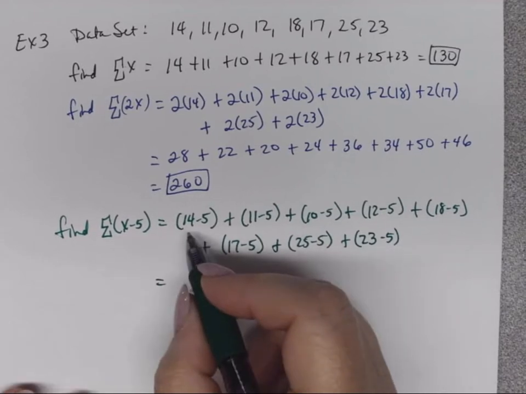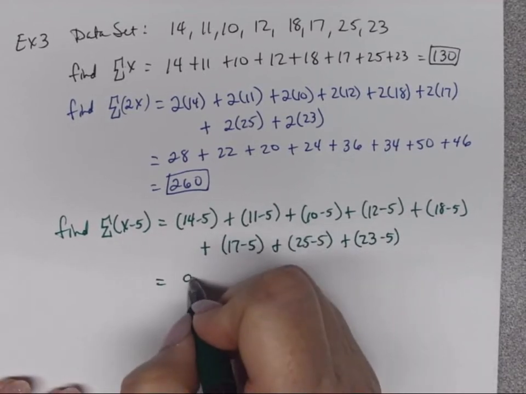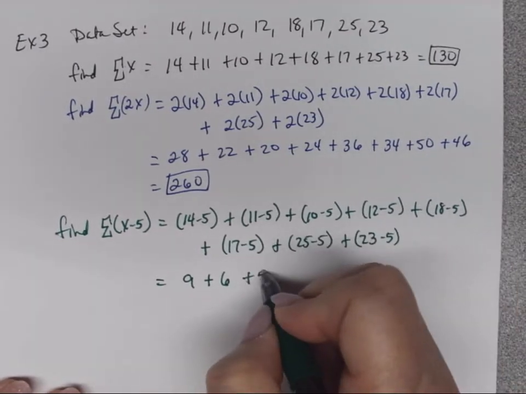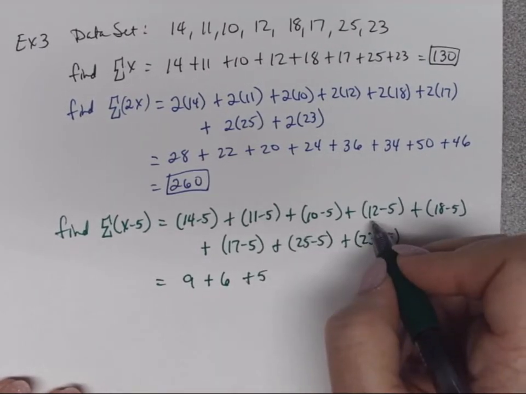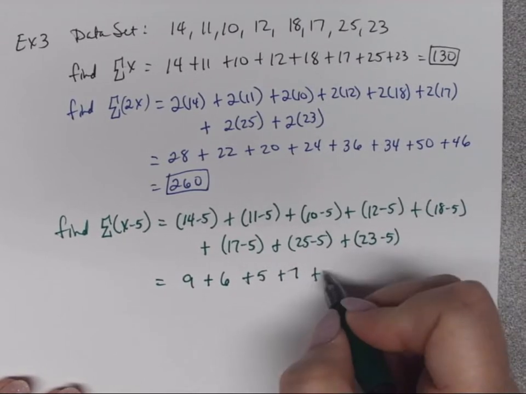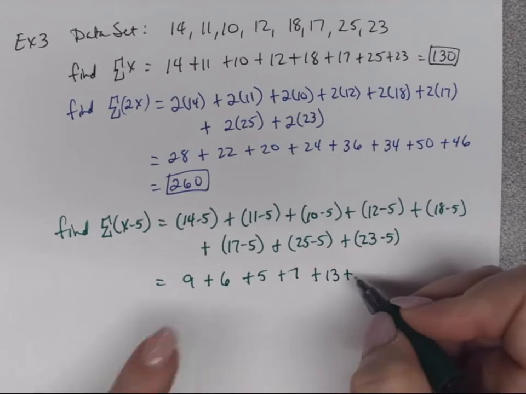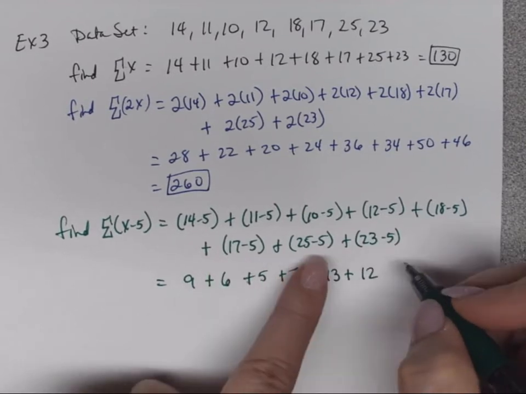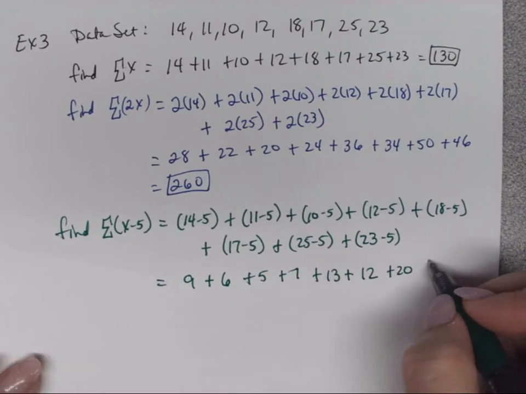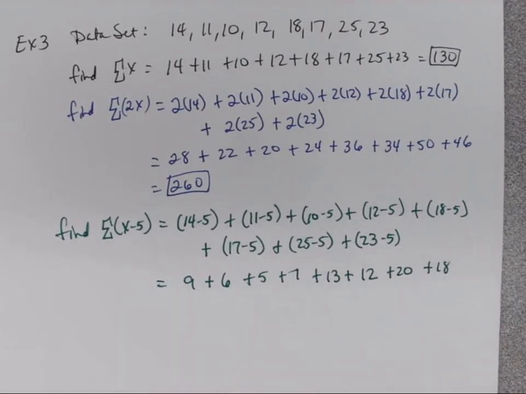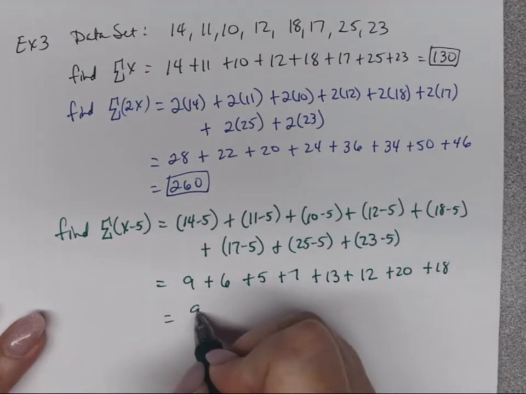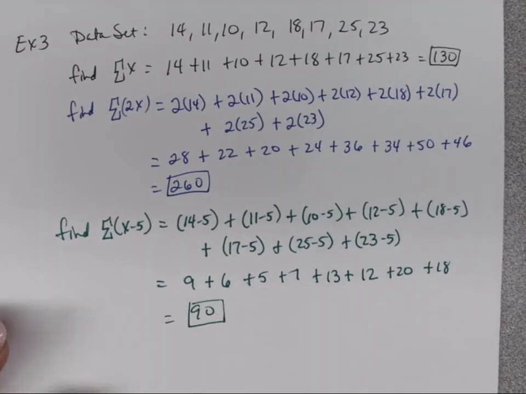All right, so 14 minus 5 is 9. 11 minus 5 is 6. 10 minus 5 is 5. 12 minus 5 will get us 7. 18 minus 5 is 13. 17 minus 5 is 12. 25 minus 5 is 20. And 23 minus 5 will be 18. When we sum all of these numbers together, we should get a total of 90.